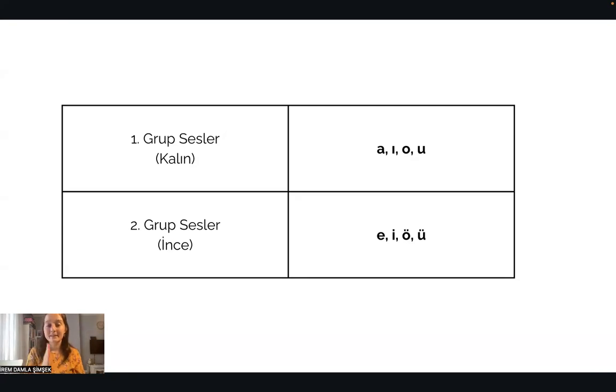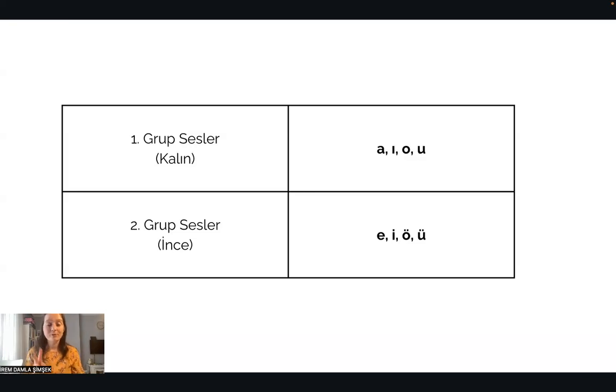I'm gonna repeat it. Repeat after me or together with me. A, ı, o, u. You produce these sounds on your back part of the mouth. So they are kalın, all right, they are thick, but they are back vowels. Let's call them back vowels.